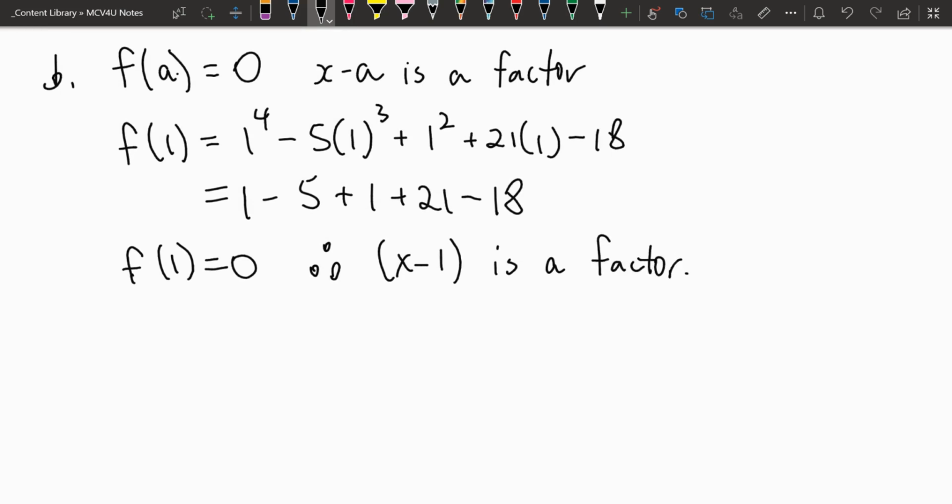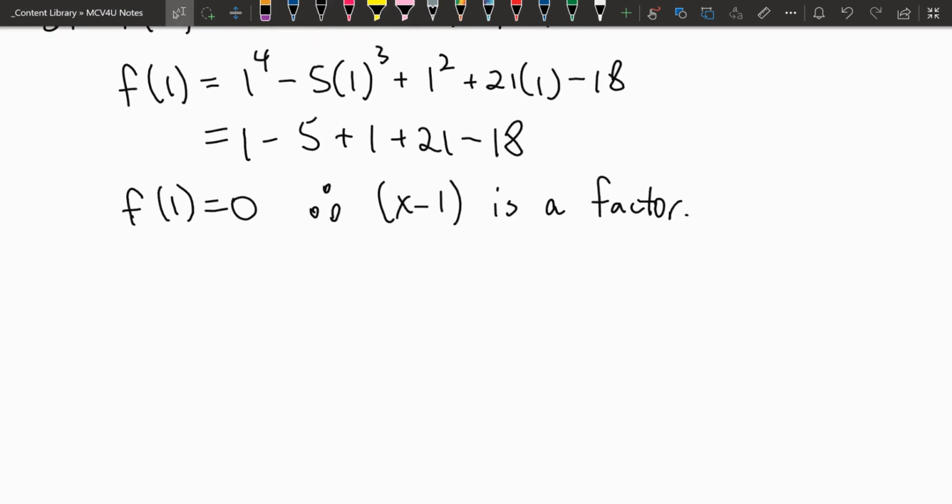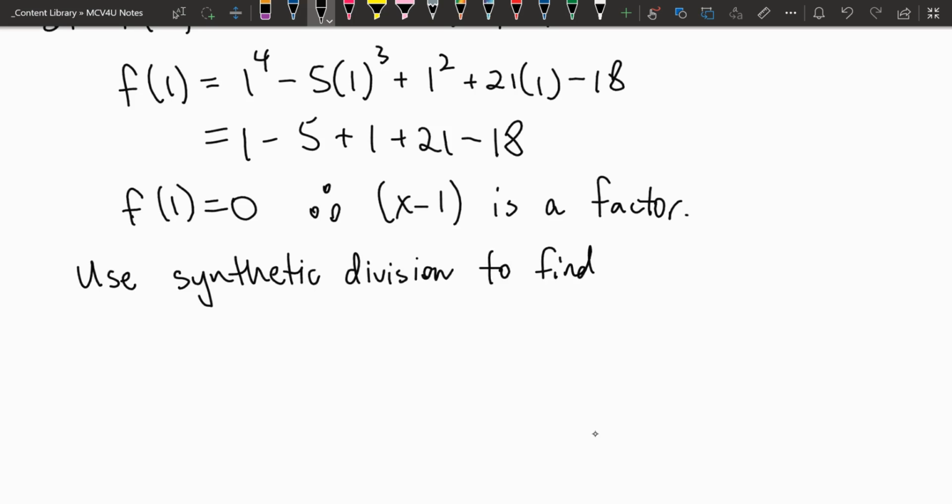It's good we're reviewing this now because this is going to come up in the final exam when we do advanced functions. You don't want to forget this stuff. If we know one of the factors, we can use polynomial division to help us determine the rest of the factors. And just to go even further, I'm going to use synthetic division. It's a little bit faster, so we're going to use synthetic division to find other factors.